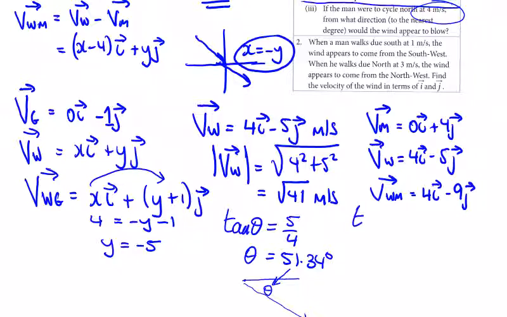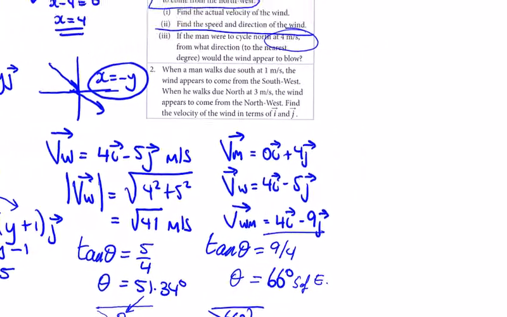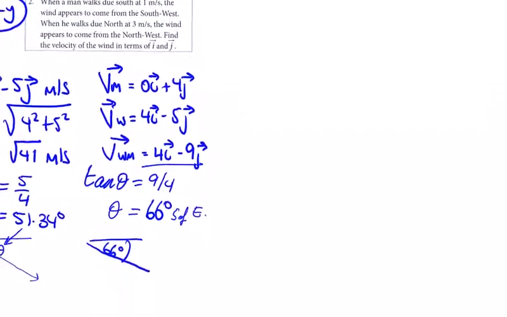So the angle, direction, the tan of theta is 9 over 4, which will give theta to be the inverse tan of 9/4, which is 66 degrees, and it's positive negative, so same as the last one. It appears to be going down in this direction, and that is south of east. Okay, we move on to question 2.